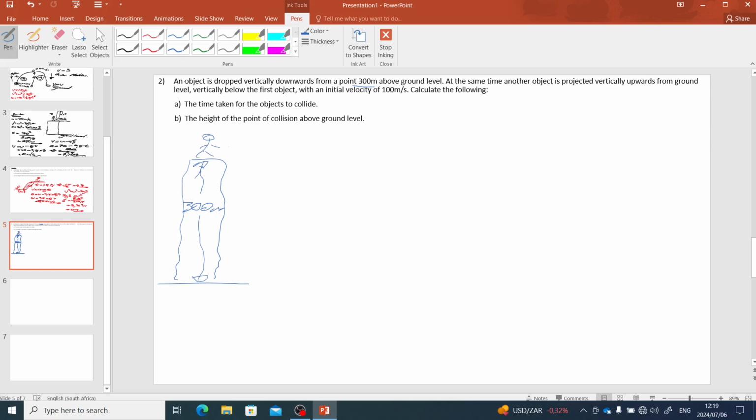An object is dropped vertically downwards. The person is standing on top of that building, and the height of that building is 300. Then he throws an object downwards, the object that's going down. At the same time, another object is projected vertically upwards. There's another person standing on the ground floor, throwing an object upwards. The object is going up. That's what we are told there.